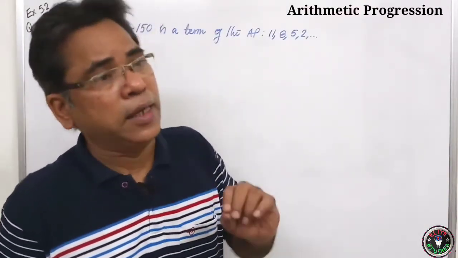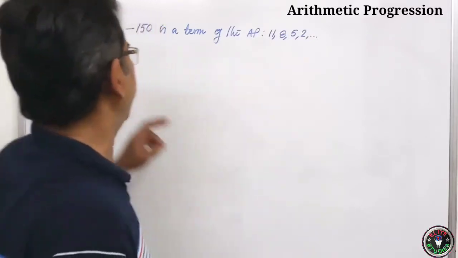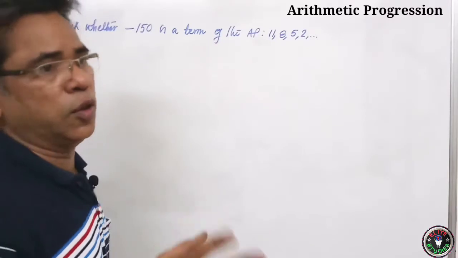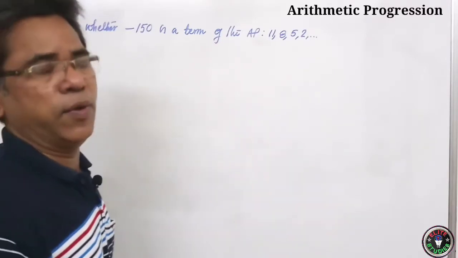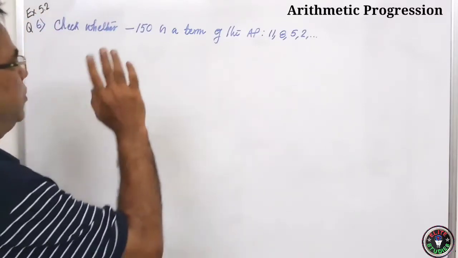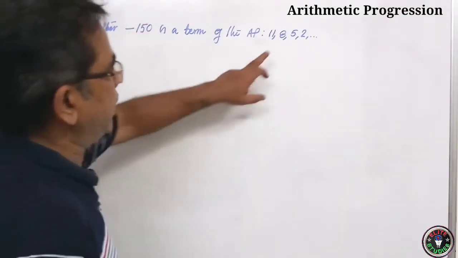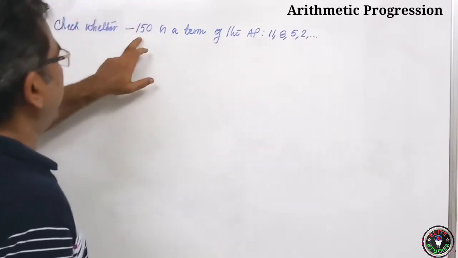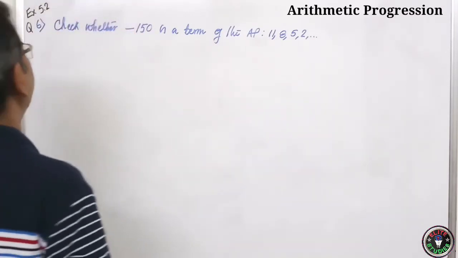So if n comes out to be positive, then we will say that yes, 150 is a term. If n comes out to be negative or 0, or a fraction like 1.2, 1.0, then it will not be a term in the AP. So what is given to us? a is given as 11, the common difference is 8 minus 11, which is minus 3, and an is given to us. So we have to find n.